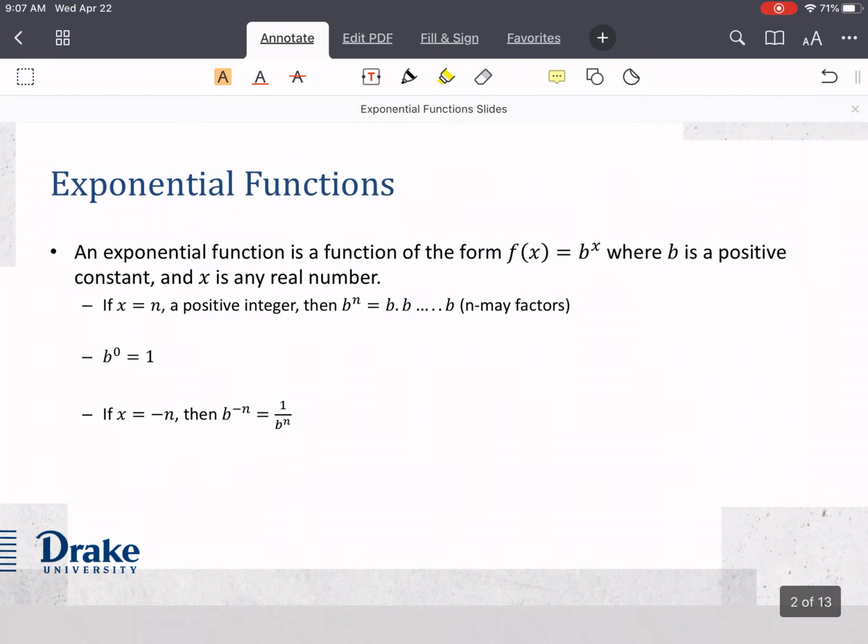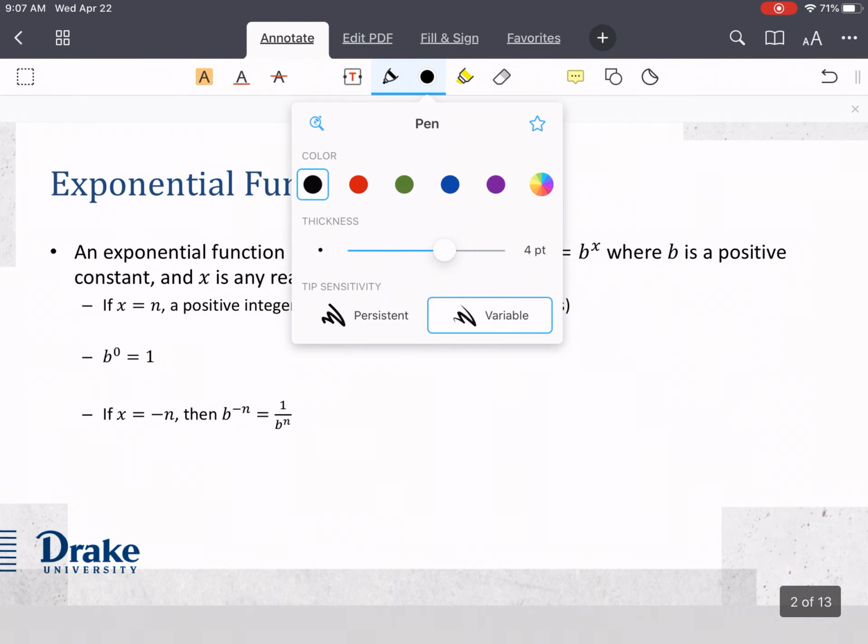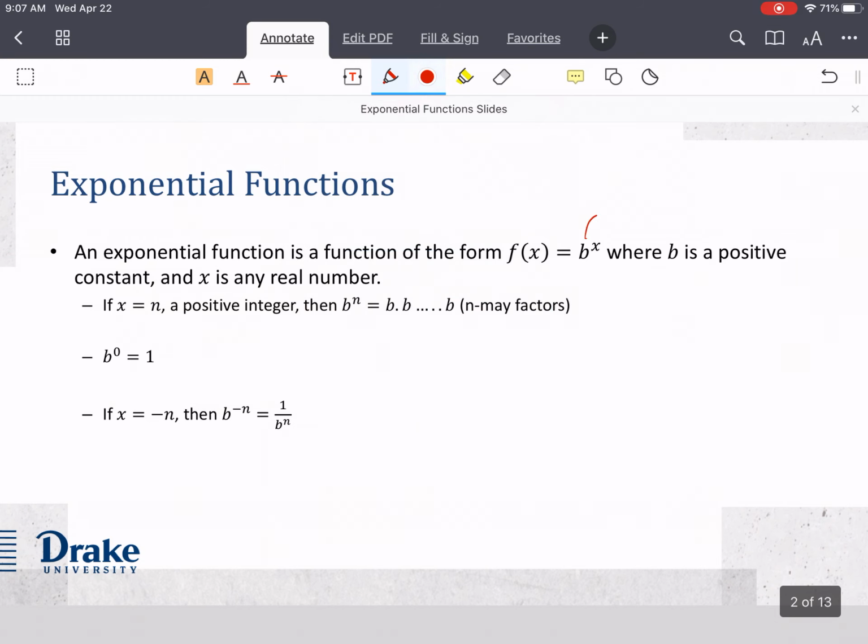Exponential functions are defined as the following. An exponential function is a function of the form f of x equals b to the x, where b is a positive constant and x is any real number. You realize that exponential functions have some kind of base b, where b is always positive and x is always a real number.